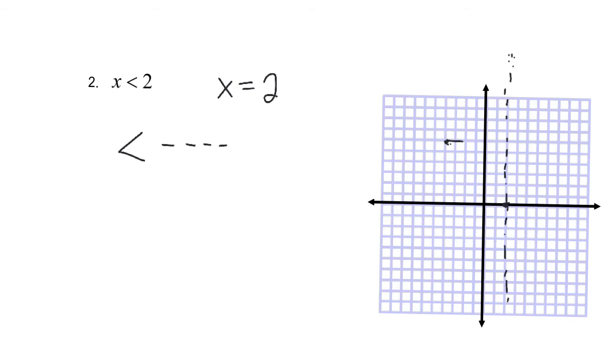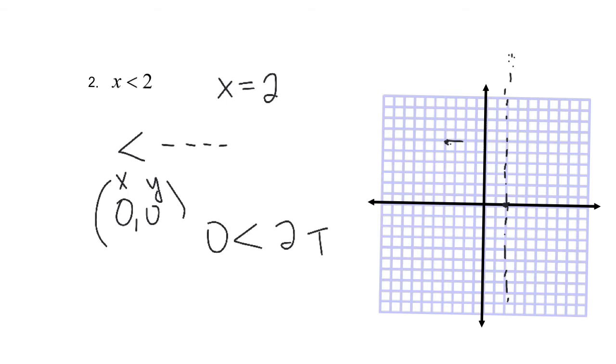Okay, so this will be x is equal to 2. But I am interested in x is less than 2. So x less than 2, so let's test (0, 0). Again, x is 0, y is 0. So let's test 0 less than 2. Is that true? Yes, it is. This is a true statement, which means that the origin should be shaded.